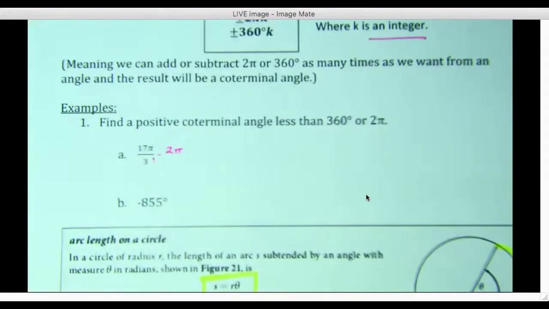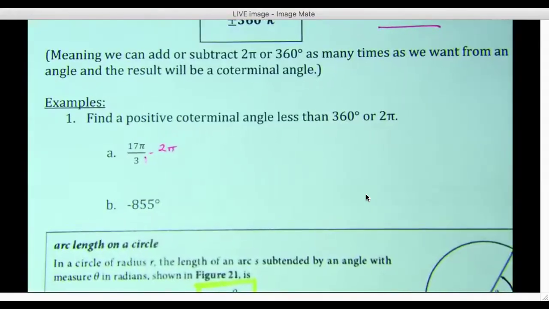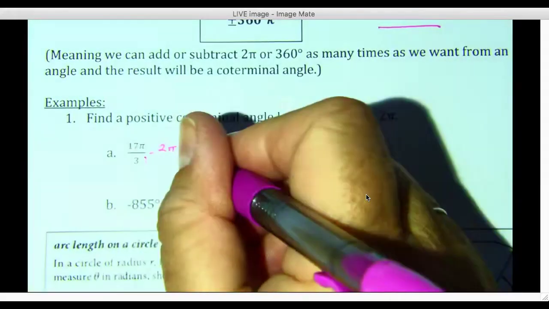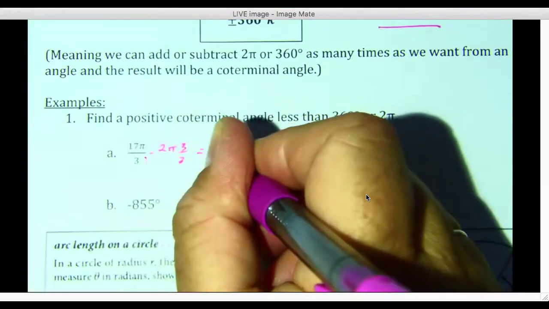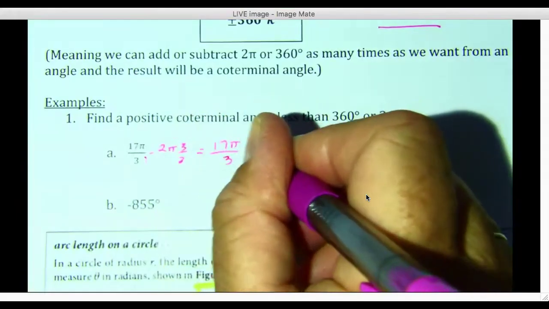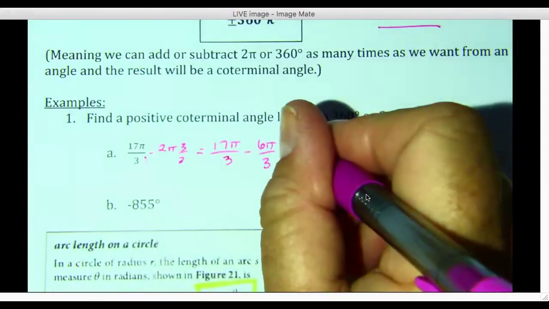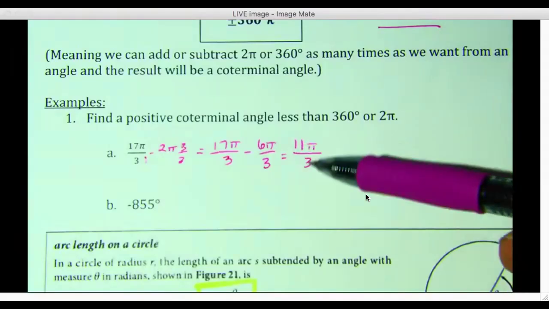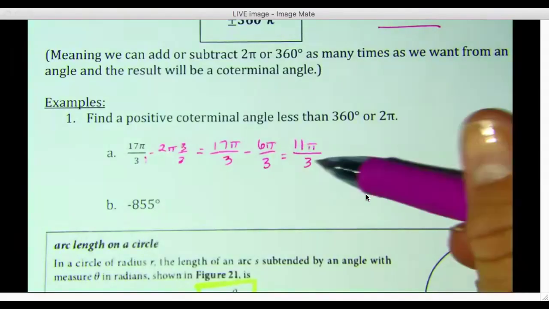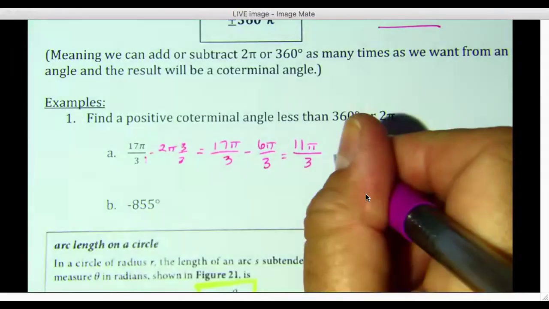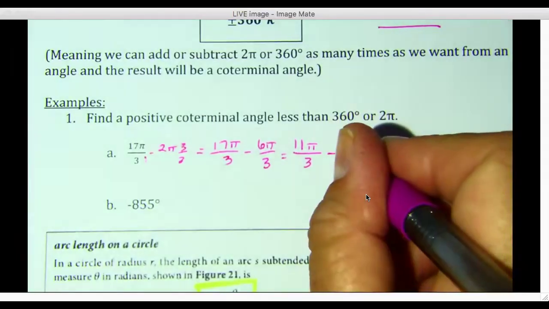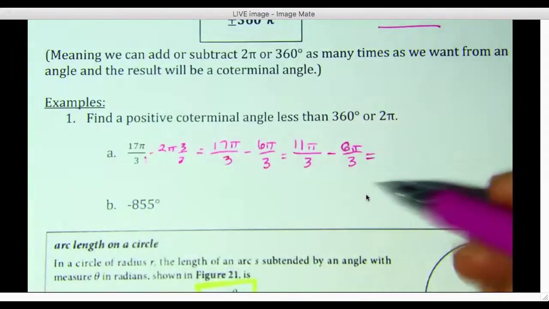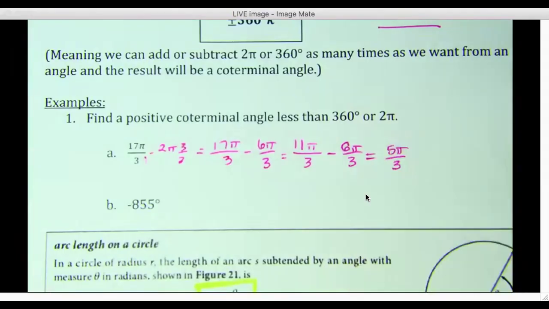Well, 2 pi is, with a common denominator, I can multiply by 3 over 3 to make a common denominator. And then I have 17 pi over 3 minus 6 pi over 3. And if I subtract, I get 11 pi over 3. But 11 divided by 3 is 3.3. That's not less than 2 pi yet. So I need to subtract 2 pi again. So 6 pi over 3, and 11 minus 6 is 5 pi over 3.